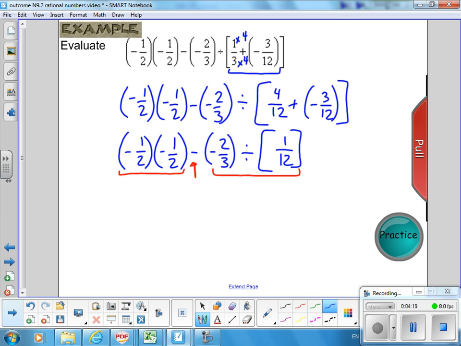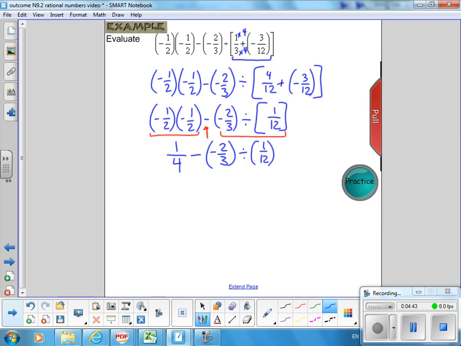So when we do the multiplication, which comes first in left to right, multiplication of fractions is just numerator times numerator. So we have negative 1 times negative 1, which is just 1. And denominator times denominator. So 2 times 2 is 4. So we'll have 1/4 minus. We've got our negative 2/3 divided by 1/12. So now we can move to our division. So I'm going to have my 1/4 minus.